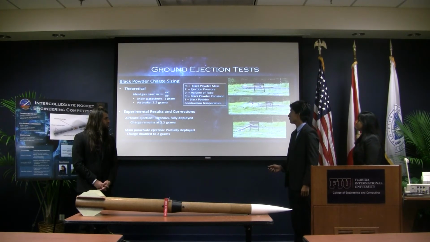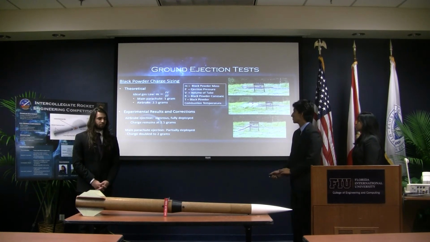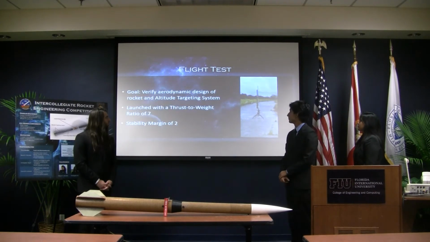Then the ideal gas law gave us a 1 gram charge for the black powder for the parachute, but here it can be seen that the parachute did not fully exit the bay. So we doubled the charge to 2 grams, and it was shown that the parachute deployed safely.